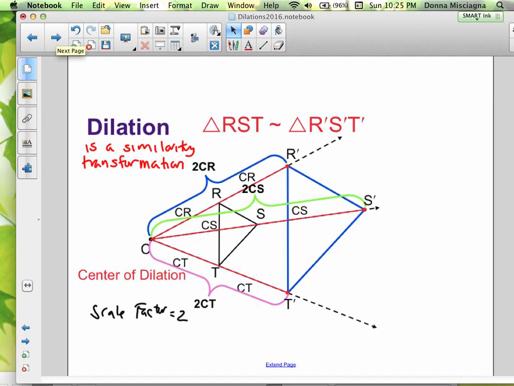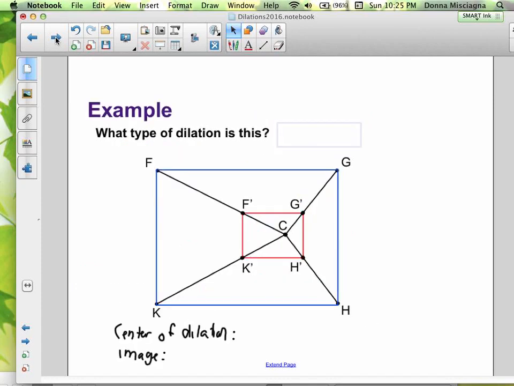In this case, since our scale factor is 2, the sides are going to be twice as large as the sides for RST, and the distances are going to be twice as large as well from the center of dilation. Everything is twice as large, except area. You'll find out the difference, how area is affected.